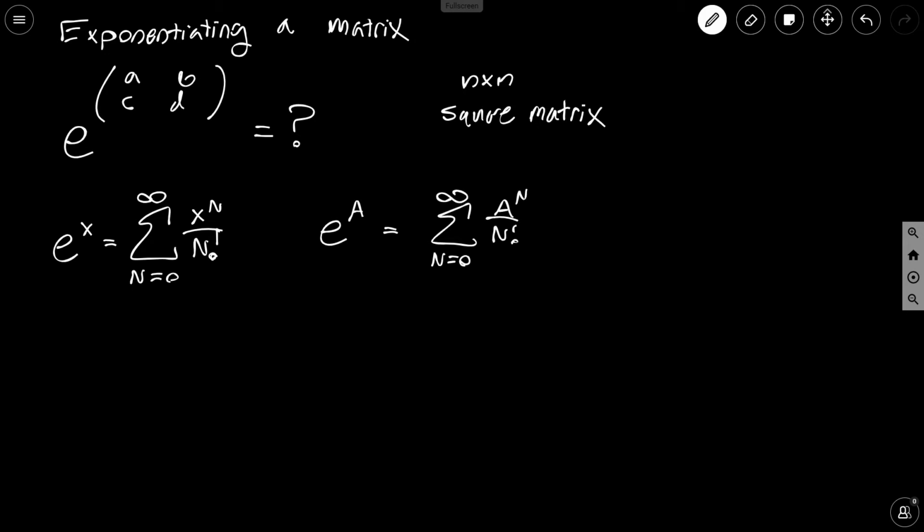However, it still seems a little ambiguous. Like, how can we calculate something like this? What can we do to make this easier for ourselves to calculate? And it turns out that this Taylor series can simplify super nicely if we make the assumption that A can be diagonalized.